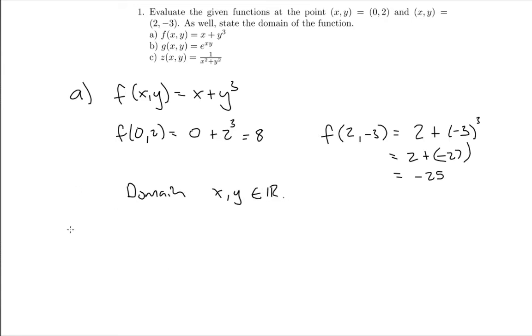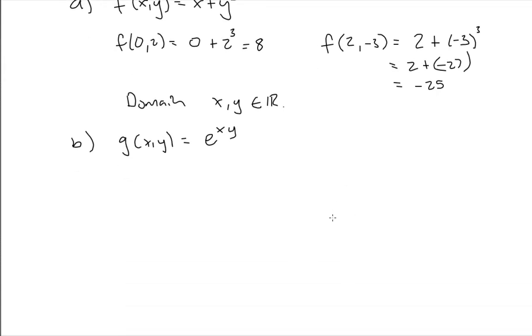For part B, the function that they give us is g of x y is equal to e to the x y. First they would like us to evaluate this function at (0, 2). So g at (0, 2). We replace the x by 0, we replace the y by 2, so we have e to the 0 times 2. And of course, 0 times 2 is just 0, so this is e to the 0, which we know is equal to 1.